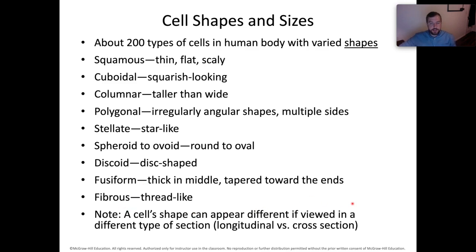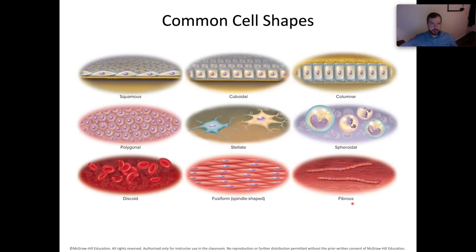An important thing to note is that a cell shape can appear entirely different if you view it in a different type of section, so a longitudinal versus a cross section. Here are some pictures to aid in your study of those different types of cells, and you'll be coming across some microscopic images in your lab exercises for you to identify. A good thing for you to be able to identify for lecture questions is an example of each type of these. I may ask you to give an example of a fusiform cell or a spheroidal cell or something like that.